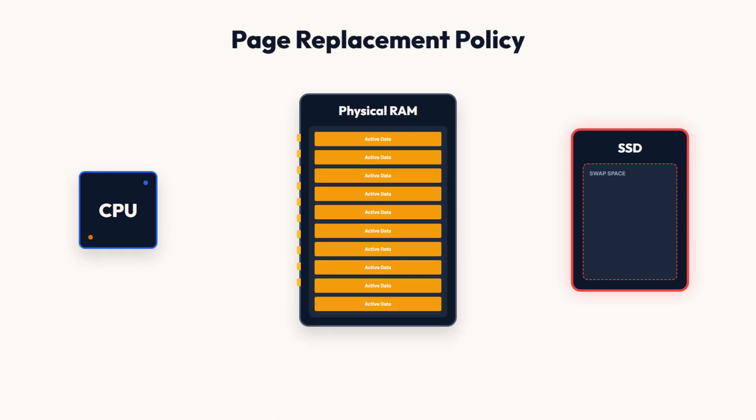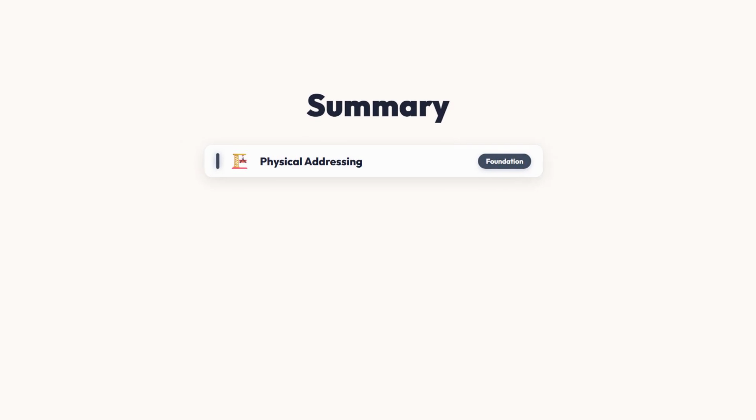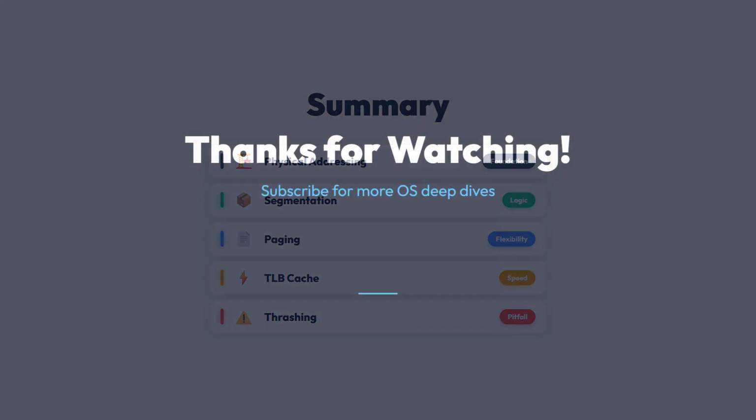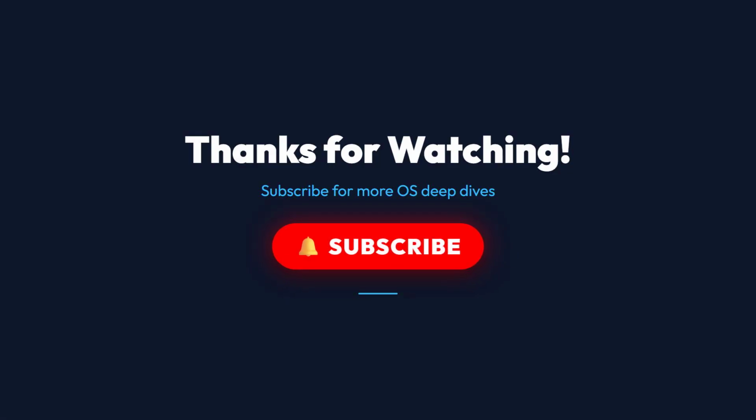So we have seen how a computer takes a physically limited piece of RAM and makes it feel truly unlimited. It does it through a masterpiece of cooperation between hardware and software. We saw concepts like physical addressing, segmentation, paging, TLBs, and a problem called thrashing. So next time you open a dozen tabs and your laptop doesn't complain, take a second to appreciate the silent, invisible war being fought right under your keyboard.